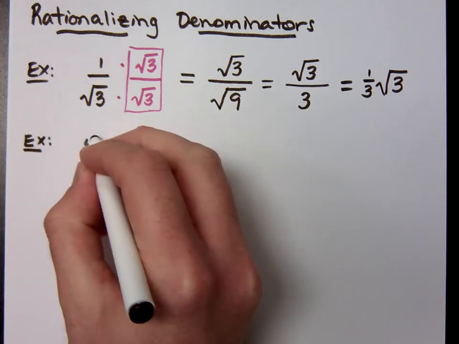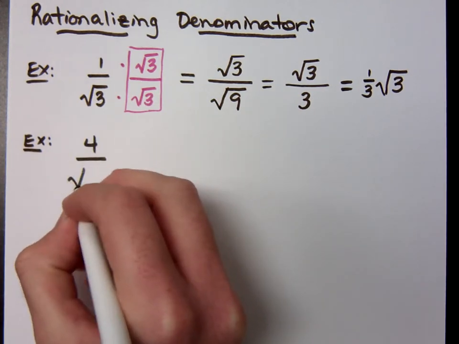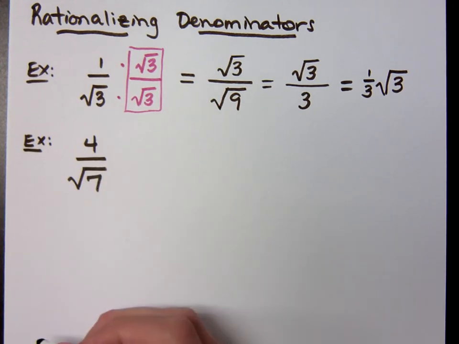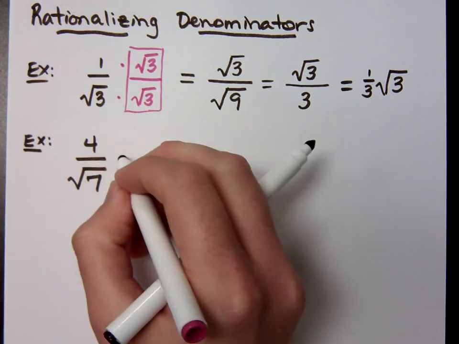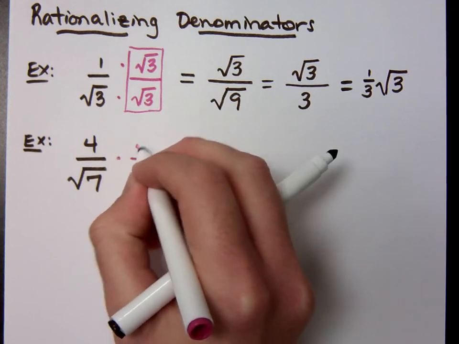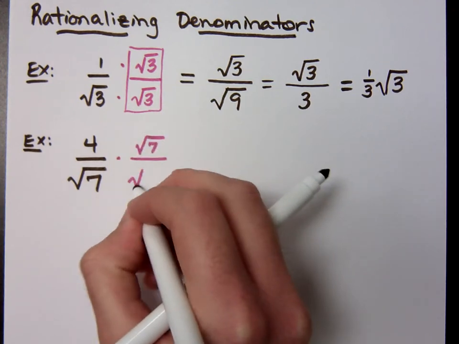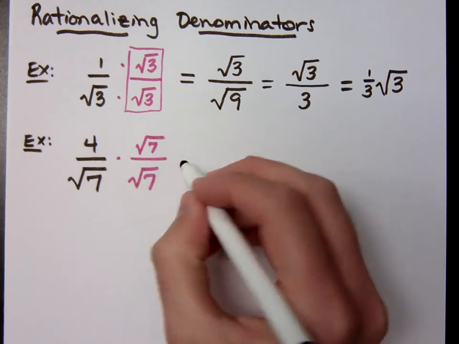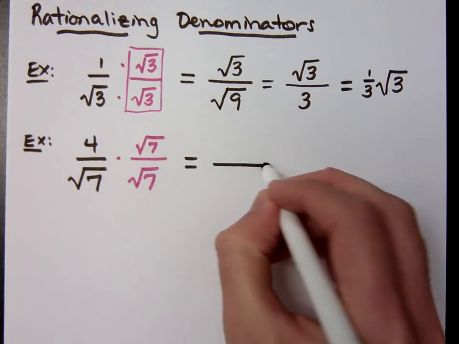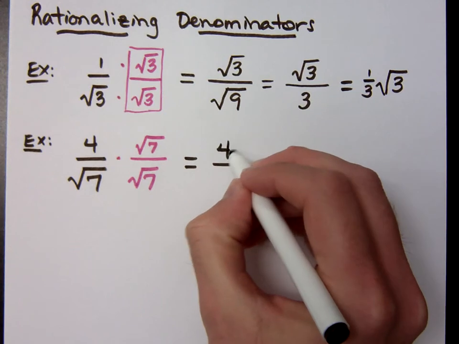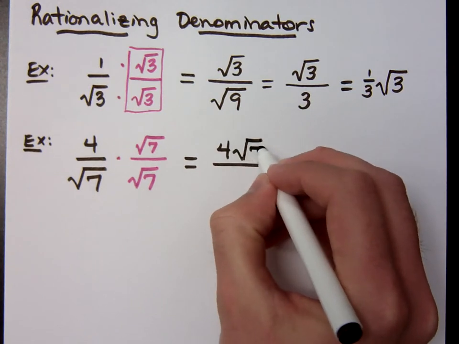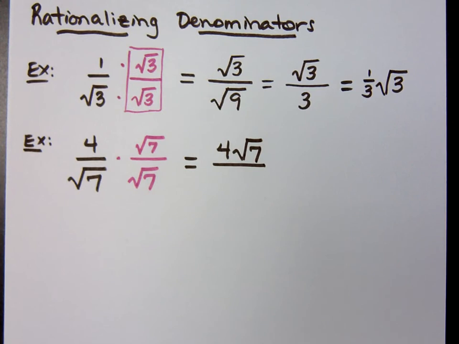Let's see if we can take the same concept and apply it to a different problem. Let's do 4 divided by the square root of 7. How could you create a perfect square for the radicand that's in the denominator? We could use the square root of 7 over the square root of 7. What would you get in the numerator? You get 4 square roots of 7. 4 is outside the radical, 7 is inside, so they're not allowed to multiply. What do you get in the denominator?